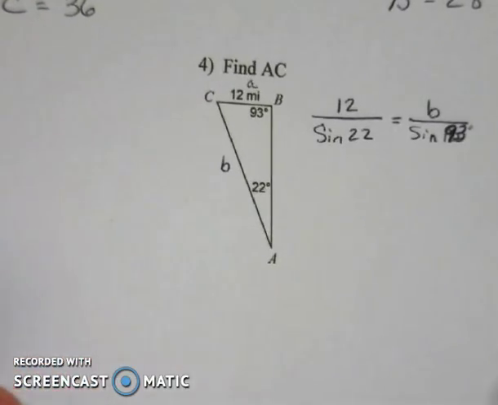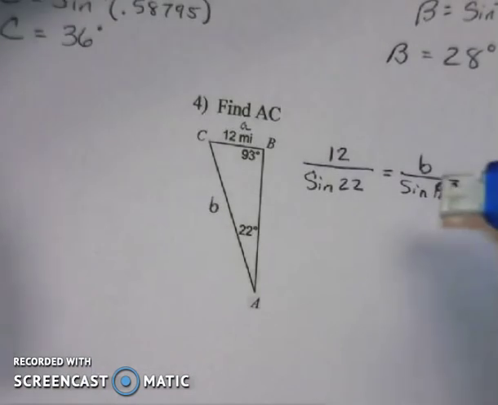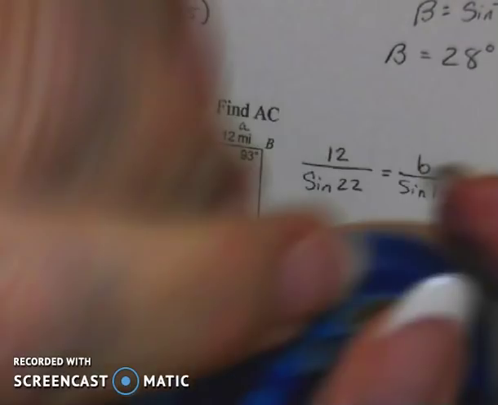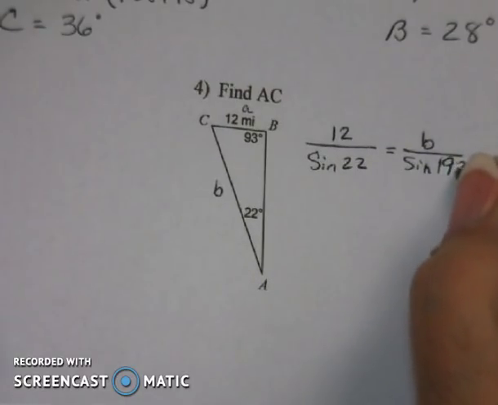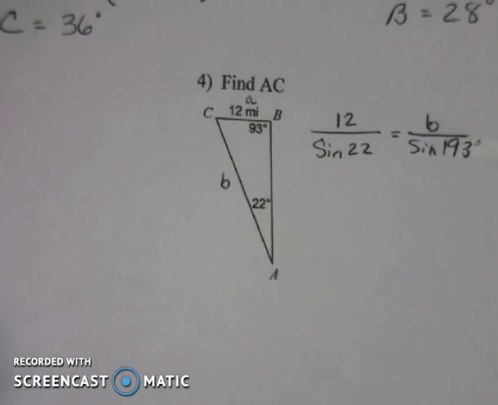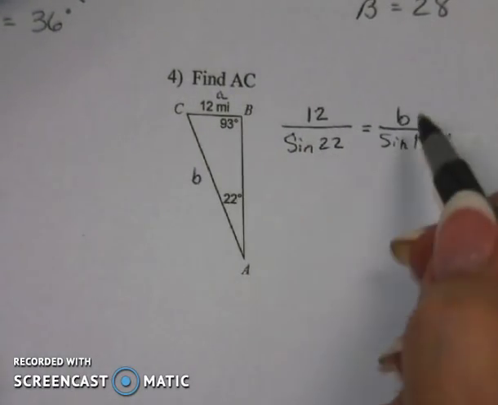The sine of 93. Let me rewrite that because that's a little messy. The sine of 93. There you go. A little better. So now I'm going to do cross products again because I have 2 fractions equal to each other, and I'm going to start with the letter that I don't have, which is B.